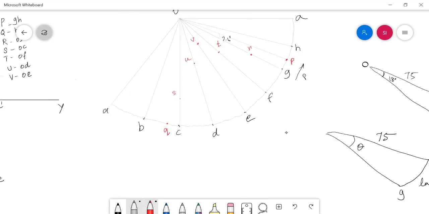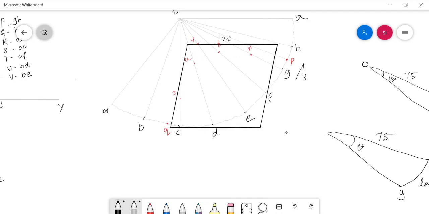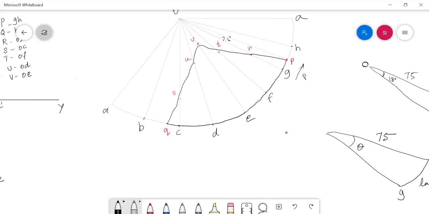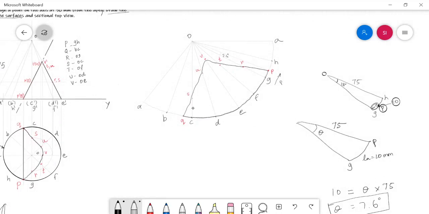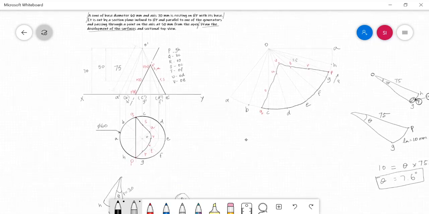So after marking the cut points, I need to join the cut points with a smooth curve. Now the work is over, and since it is a cone, I need not darken the interior generators. Try this answer with the proper tools in your paper. Thank you.